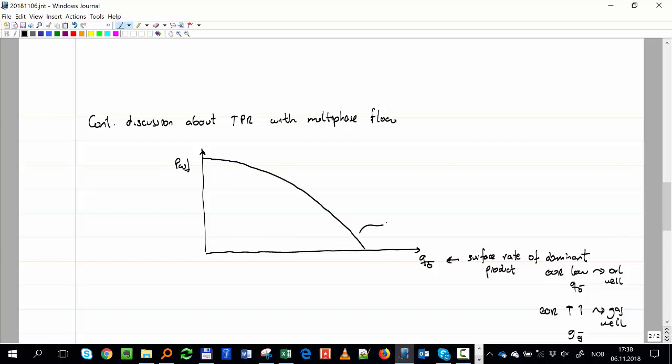We're going to talk about it tomorrow, how we model that IPR. And then we have our TPR that I mentioned goes down and then up. And this TPR is, remember, for wellhead pressure 1. I fix the wellhead pressure and then I generate that curve.